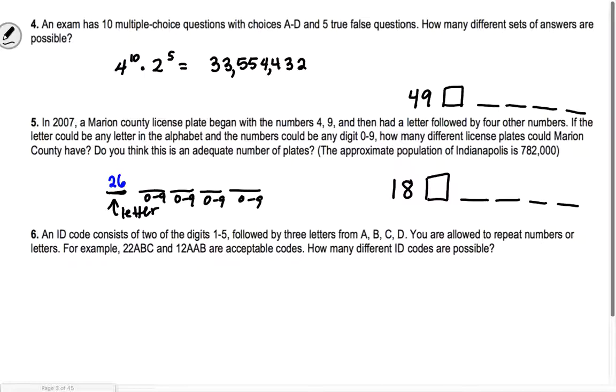All right, and then 0 through 9. How many possibilities are 0 through 9? 10, not 9. Because of 0. Because if I had 1 through 9, that'd be 9. But I have 0 as well. So I have 10 choices here as well. So I end up doing 26 times 10 times 10 times 10 times 10. And my total number of license plates that I could have is 260,000 license plates.